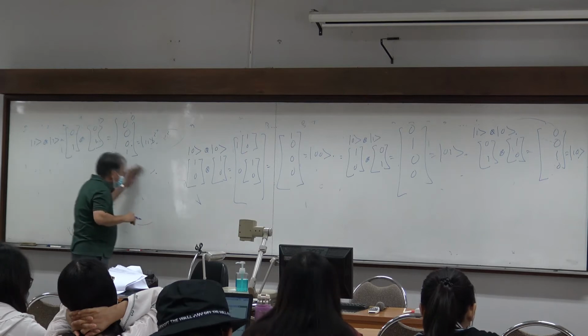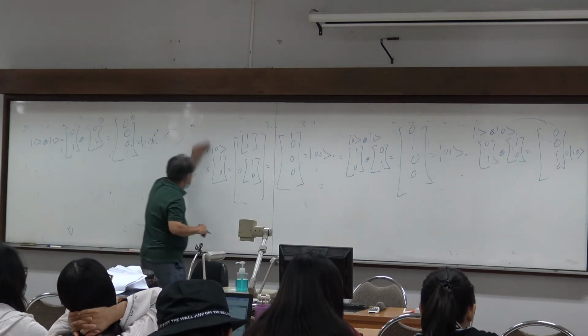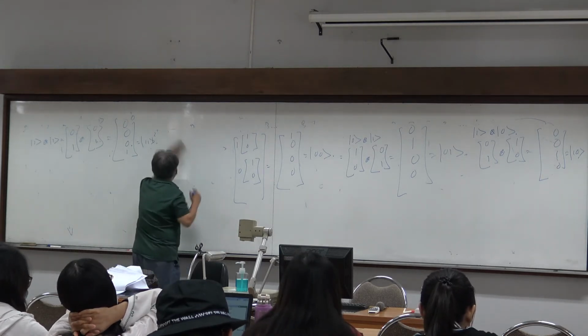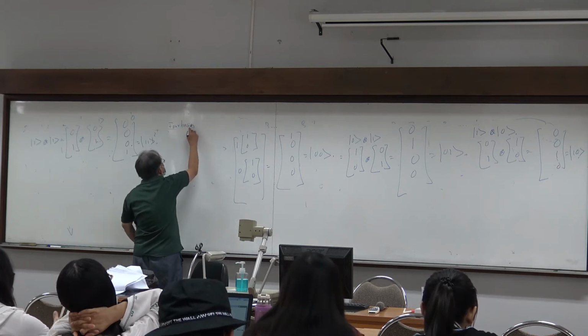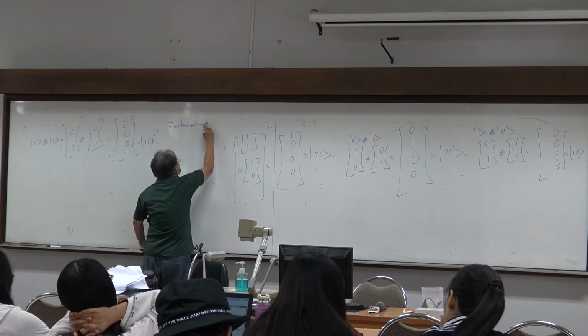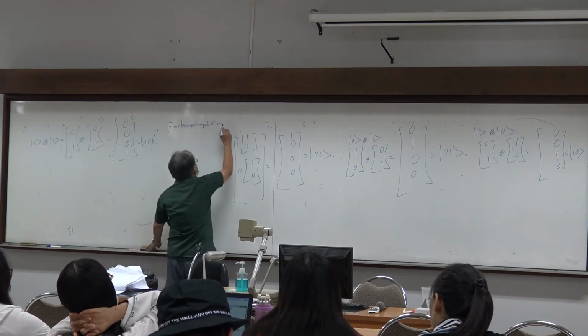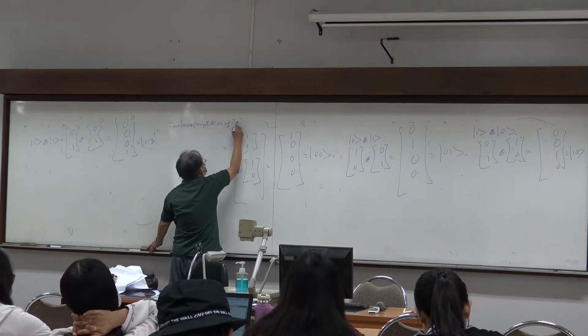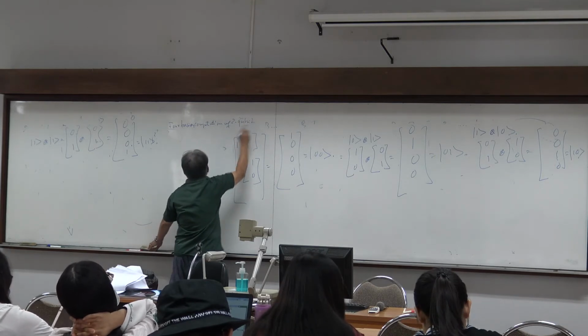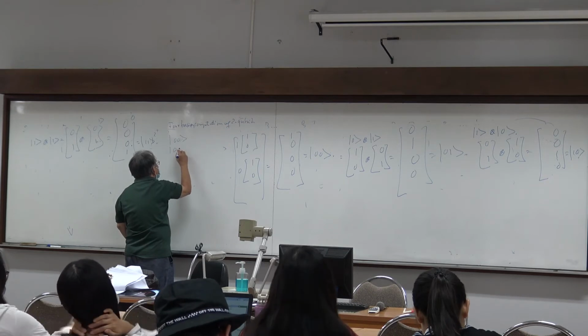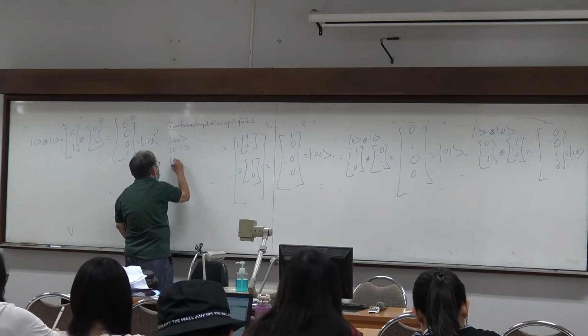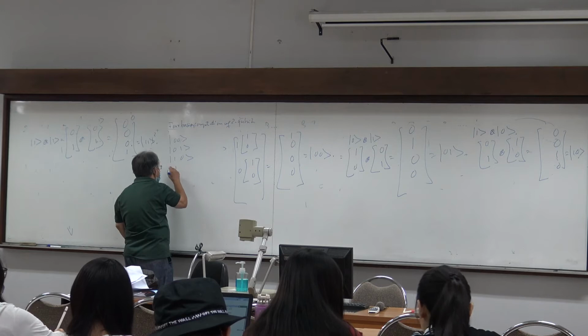So let me write out the 4 computational basis vectors of 2 qubits: 0, 0, 0, 1, 1, 0, and 1, 1.